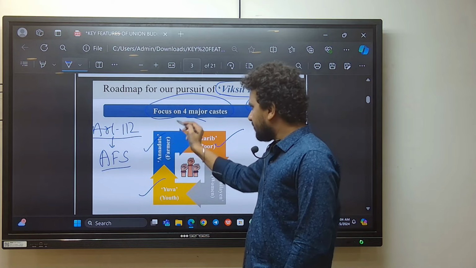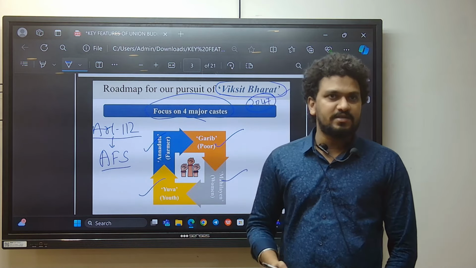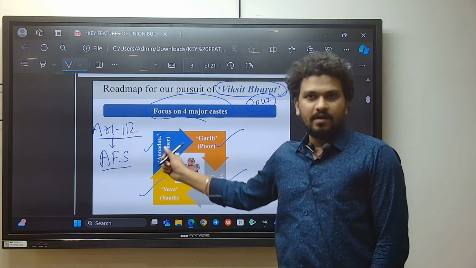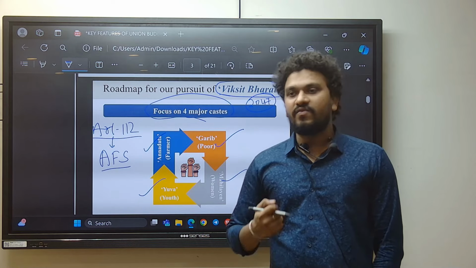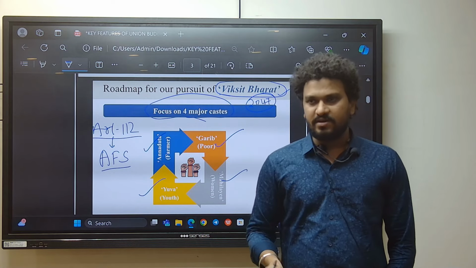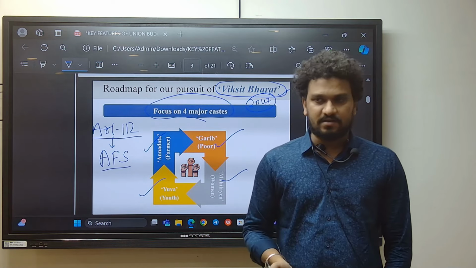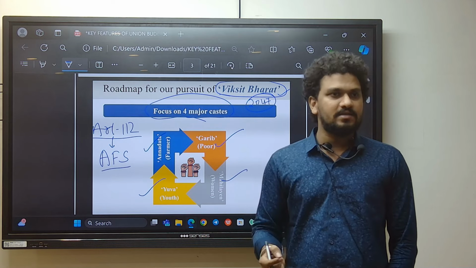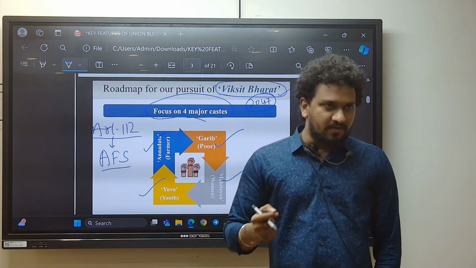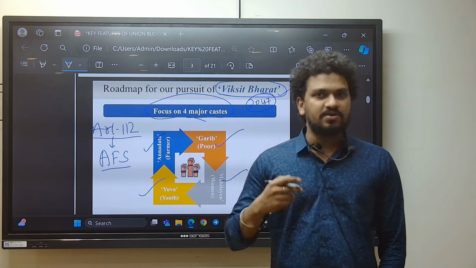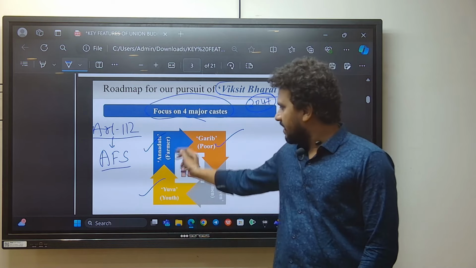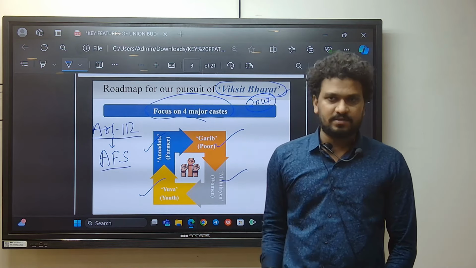Similarly, the fourth caste that the government budget is talking about is Annadata. Annadata means the farmer. The farmer is also important in order to ensure food security of this nation. Without taking the concerns and the troubles of the farmer into consideration, you cannot ensure food security. If this is hampered, the whole economy can collapse.